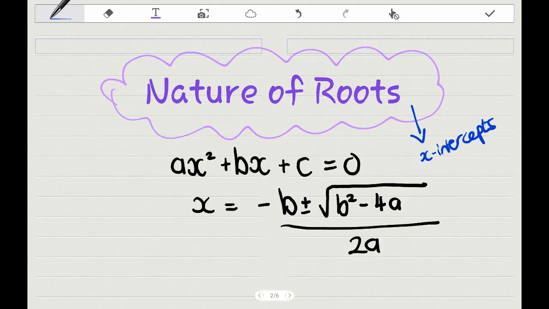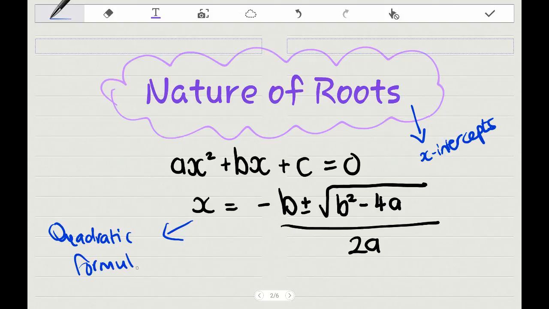Okay, so when we're talking about the nature of the root, we're talking about the solutions to such an equation, or graphically we're talking about the x-intercepts, and we want to know what kind of numbers they are. So what we use to solve quadratic equations is we can either factorize if possible, and if not possible, then we use the quadratic formula over here. This quadratic formula we use to find the roots of quadratic equations.